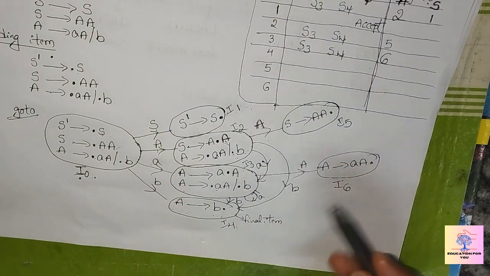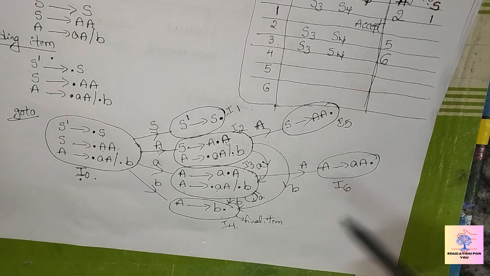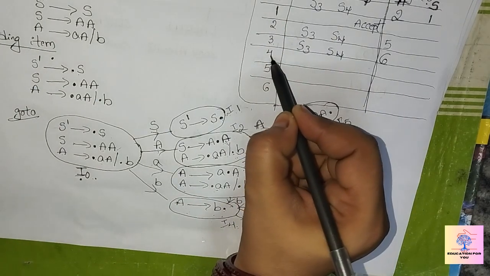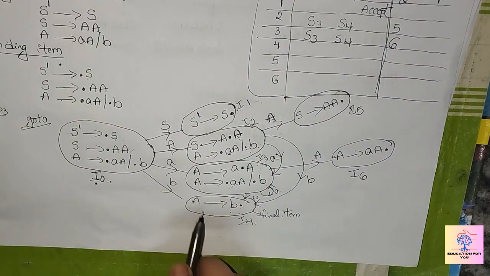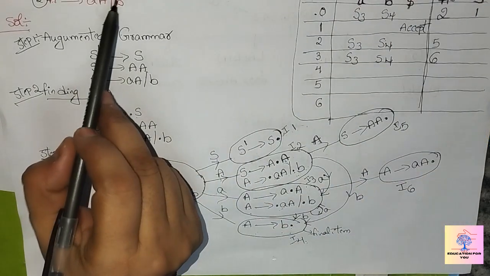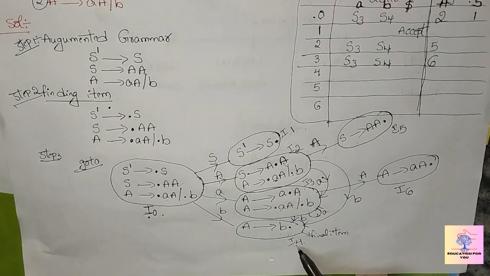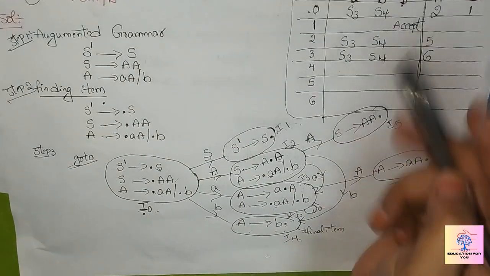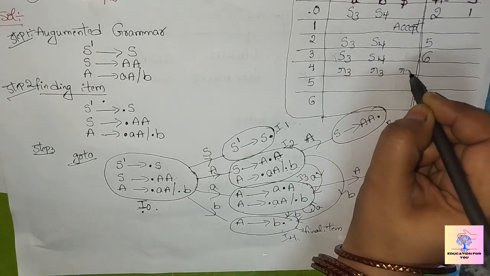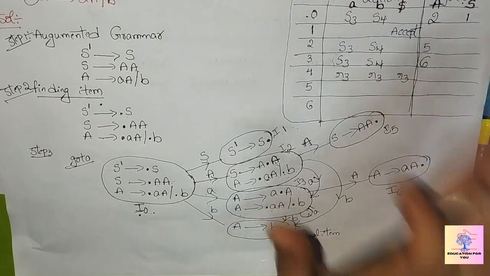Okay, now what are the reduction states still there? I5, I4 and I6. Coming to I4 first. For I4, what is the production you are having? A is going to producing b dot. What is the production number you have given here? A is going to producing b, that is 3, right? So at I4 you have to mention reduction number 3, that is R3. For a, b and dollar, we have to mention R3, R3, R3 itself.